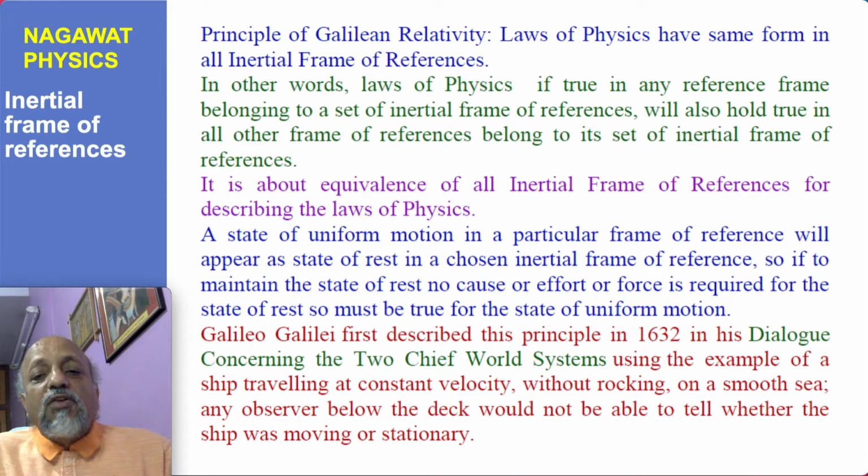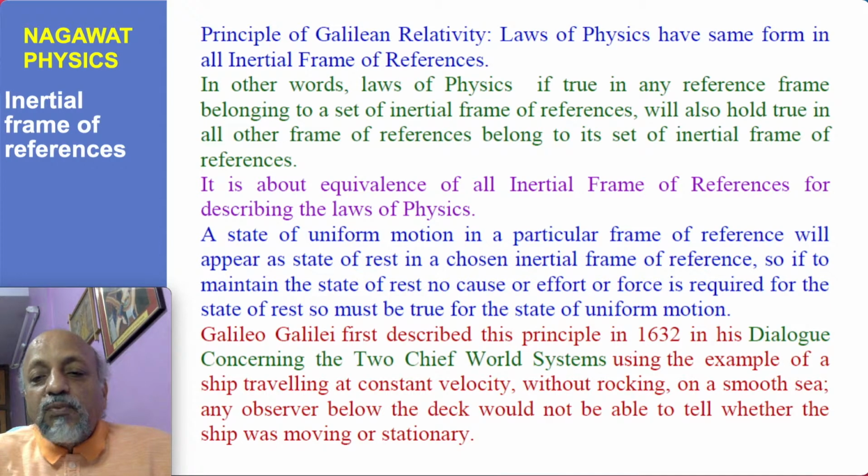Galileo Galilei first described this principle in 1632 in his publication Dialogue Concerning the Two Chief World Systems. Using the example of a ship traveling at constant velocity without rocking on a smooth sea, he said an observer below the deck would not be able to tell, based on observations, whether the ship was moving or stationary.